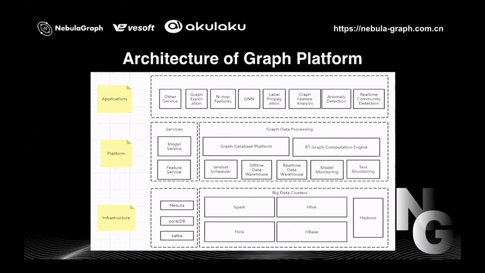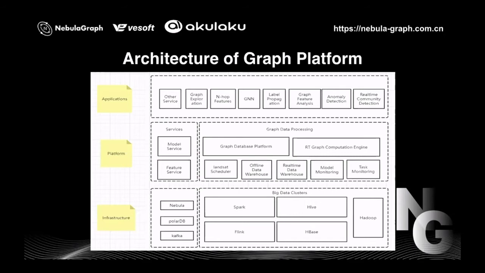Graph databases are especially suitable for cases when you want to extract a local subgraph. Example applications include ad hoc features, deployment of graph neural networks, and label propagation. But there are also some other cases where you still need to use graph algorithms and graph implementations, but you don't need to use a graph database. For example, for real-time community detection and anomaly detection, for these application scenarios, we designed our own graph computation engine. And here is the architecture view of the whole platform.